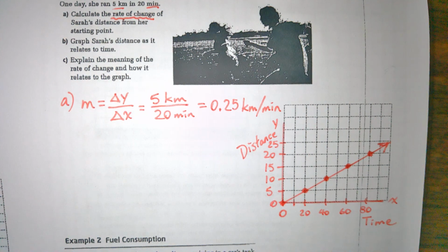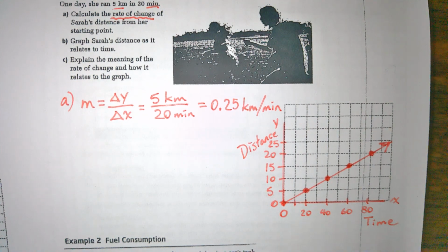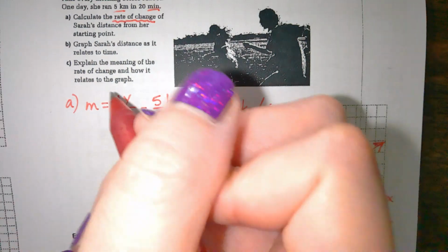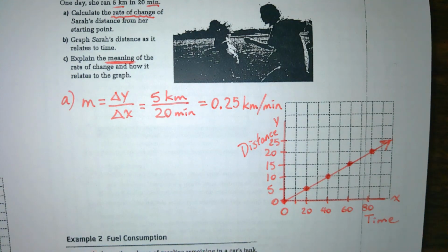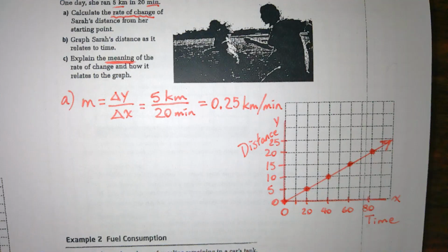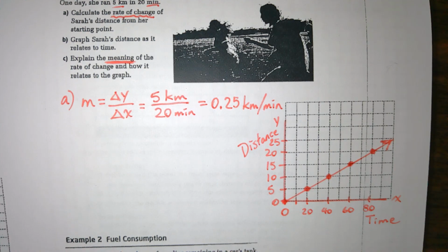Explain the meaning of the rate of change and how to relate it to the graph. Okay. So on EQAO, they love to ask you what is the meaning of the rate of change. Okay. So what is this graph showing? When you have a distance time graph, yes. The distance, do I have to say in general or just according to this? Up to you. Even in general. Distance Sarah runs in minutes.